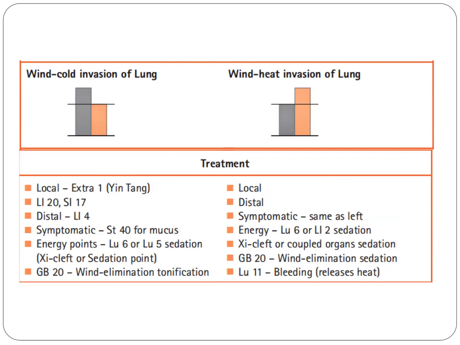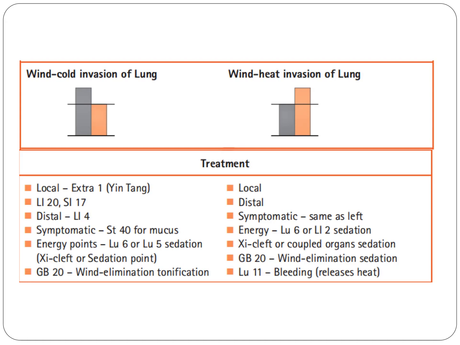Treatment in wind cold invasion of lung: local, Extra 1 Yintang, LI20, SI17; distal, LI4. Symptomatic point, Stomach 40 for mucus. Energy points, Lung 6 or Lung 5 sedation, Shickliff or sedation point. Gallbladder 20, wind elimination, tonification.